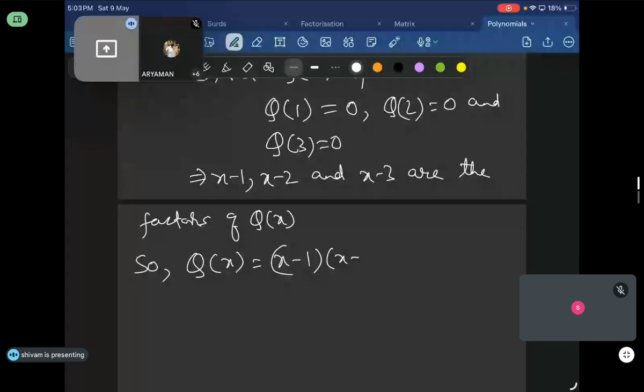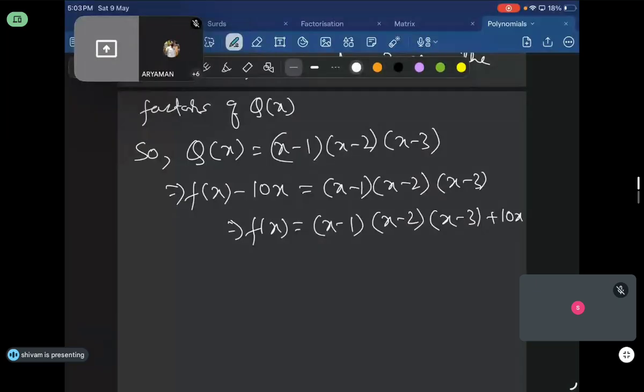And what is q of x? Q of x is f of x minus 10x, right? This is x minus 1 into x minus 2 into x minus 3. Taking 10x to the right hand side, we'll get f of x equal to x minus 1 into x minus 2 into x minus 3 plus 10x. Okay. Now over here what do I need to find out? I need to find out f of 12 plus f of minus 8 divided by 10.